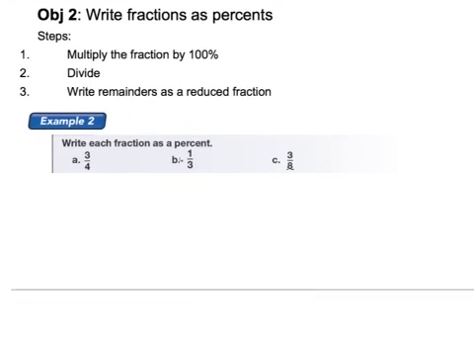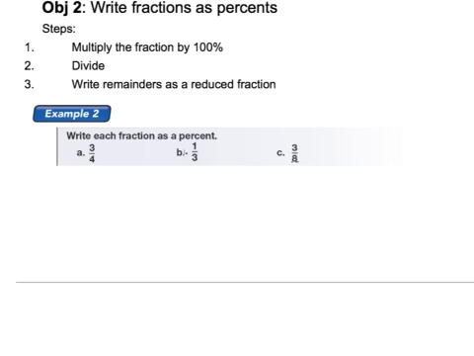We'll go ahead and move this up here. Example A. 3/4. First thing I'm going to do is take 3/4 and multiply it by 100%. We put 100%. Now to multiply with fractions, we got to put a denominator on it, so 100% is going to go over 1.